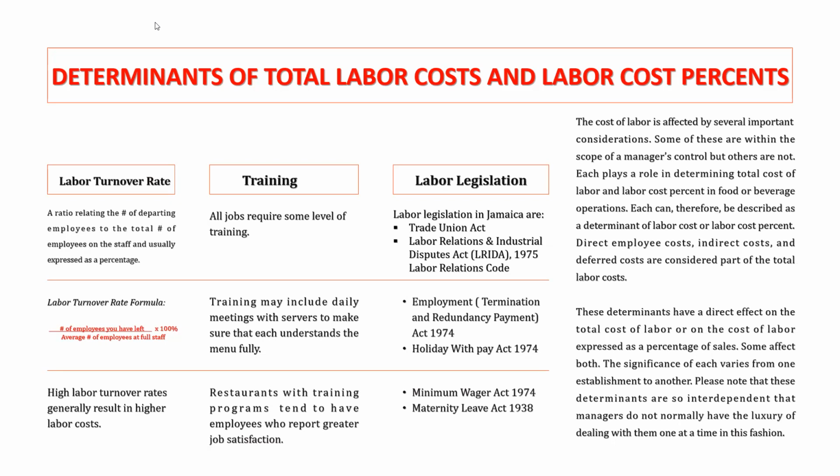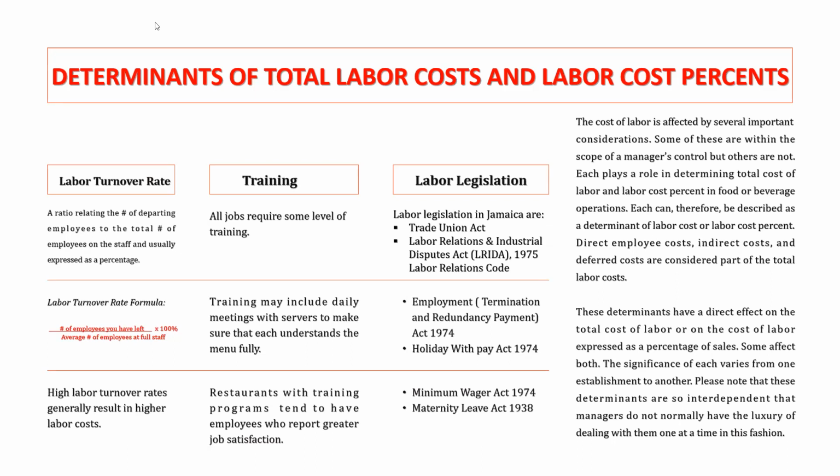Then you have the Employment Termination and Redundancy Payment Act of 1974. And this applies to all workers, including household workers. However, it excludes civil service workers in central and local government departments.